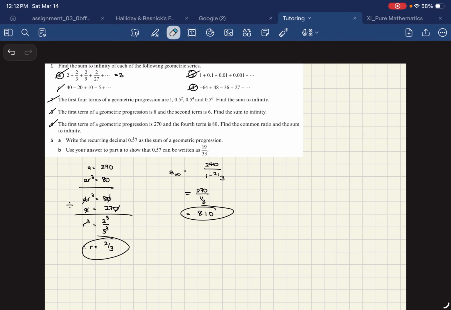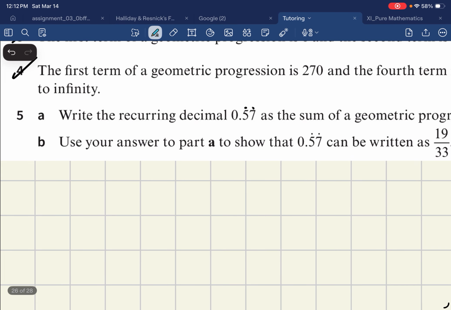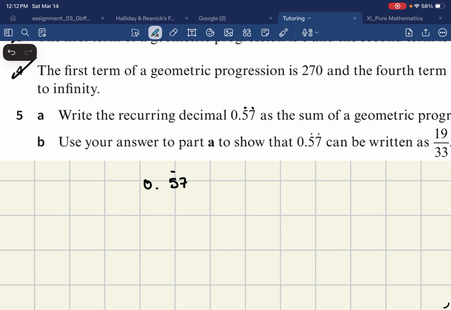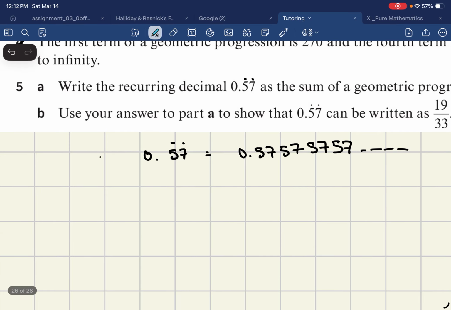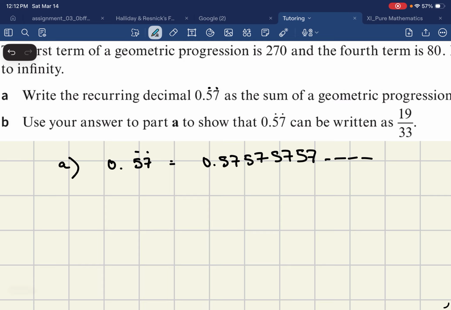All right, moving on to question 5. So write the recurring decimal. The dots mean which terms are repeating. So we have 0.57 with a dot. This just means 0.57, 57, 57, 57, and so on. So now we want to express this as a sum of a geometric progression. Well, let's think about it. What is the expression that is repeating? 57, 57, 57 is repeating, right? So how do I write just this part, 0.57? Well, that is just 57 divided by 100, right?